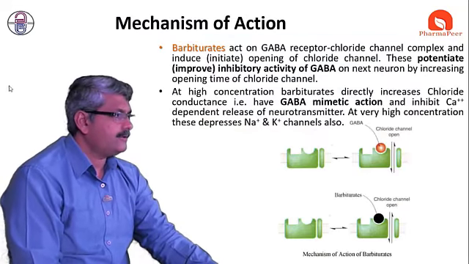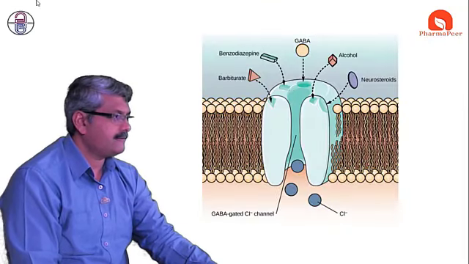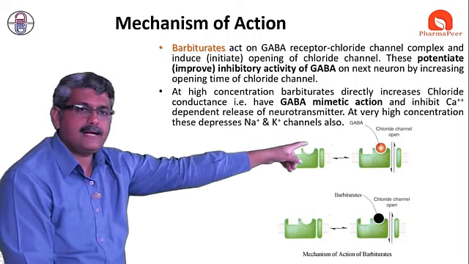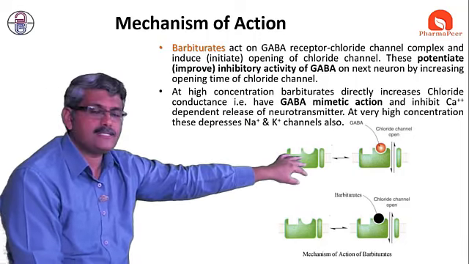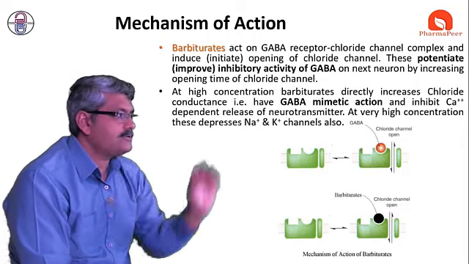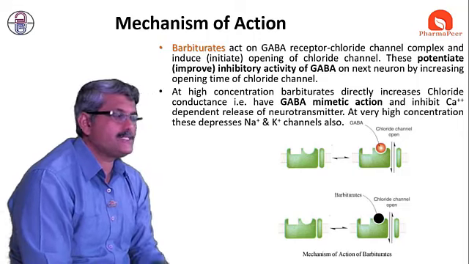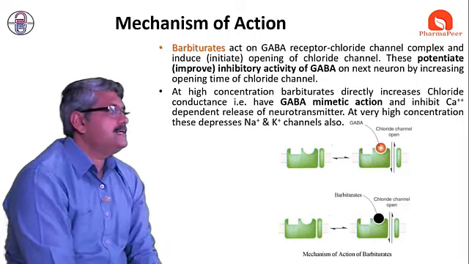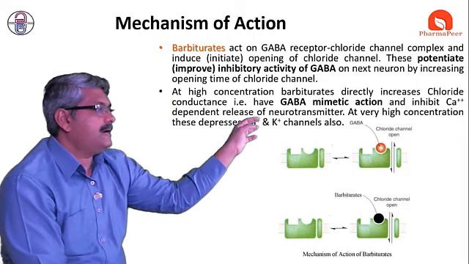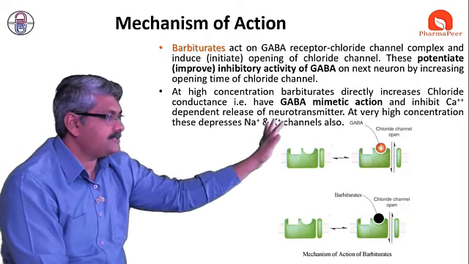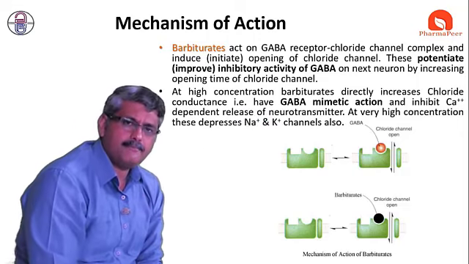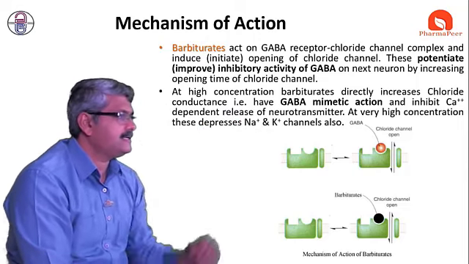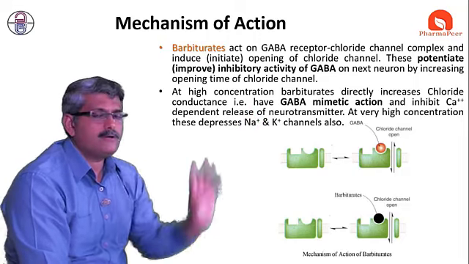As we have seen, all these barbiturates bind at this GABA receptor chloride channel and induce chloride influx. At high concentration, barbiturate directly increases the chloride conductance, that is a GABA mimic action, and inhibits the calcium dependent release of the neurotransmitter. That is the next higher mechanism of action, of how these barbiturates produce their longer duration of action.